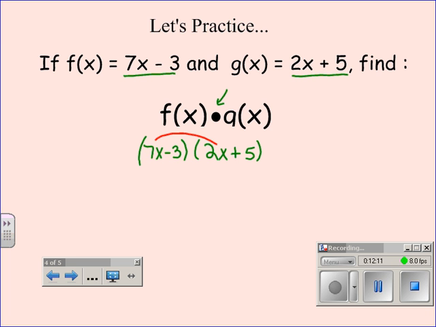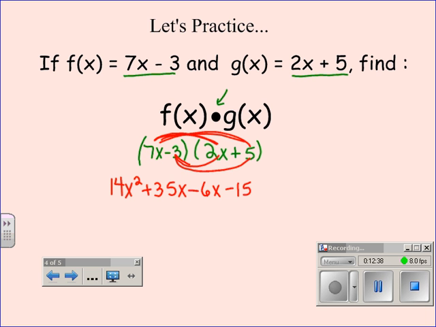7x times 2x is 14x squared, and 7x times 5 is 35x, and negative 3 times 2x is negative 6x, and negative 3 times 5 is negative 15. Again, I multiplied my first numbers, my outside numbers, my inside numbers, and my last numbers. So I use the FOIL method.